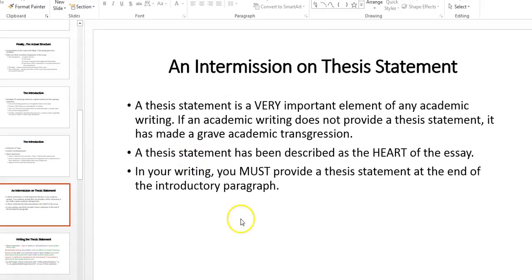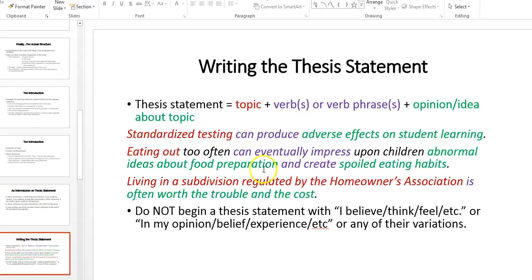Okay, so this slide just talks about the importance of a thesis statement. If you don't have a thesis statement, or if you have a weak or not clearly expressed thesis statement, points will be taken off because the thesis statement is the heart of the essay, metaphorically speaking. So here are some samples of thesis statements.